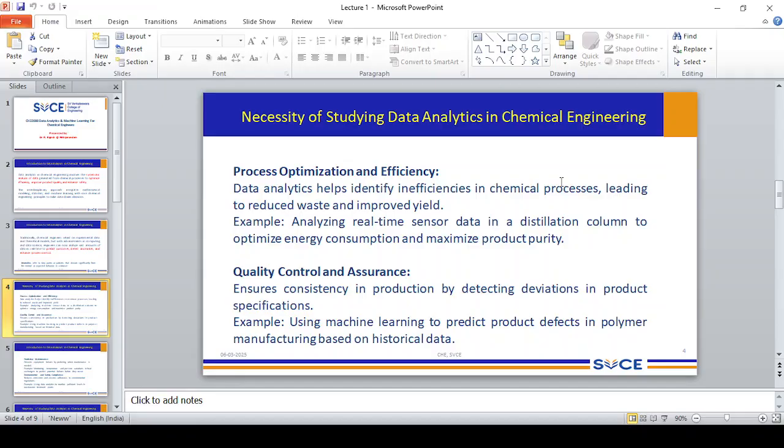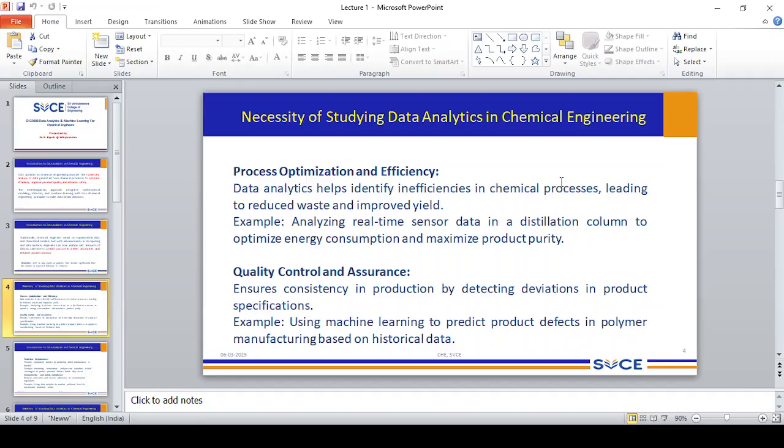So when we have a large amount of data and we understand the behavior of the system based on the data, we want positive output, and we want less of things like pollution and wastewater, while improved yield is a positive thing. Example: analyzing real-time sensor data in a distillation column to optimize energy consumption and maximize product quality.